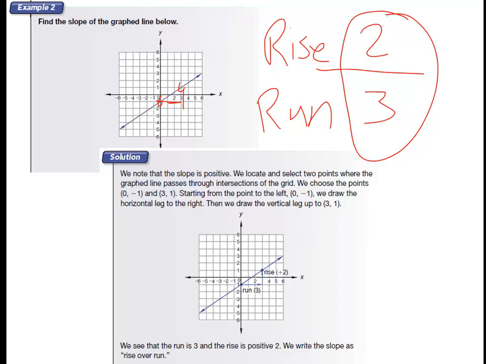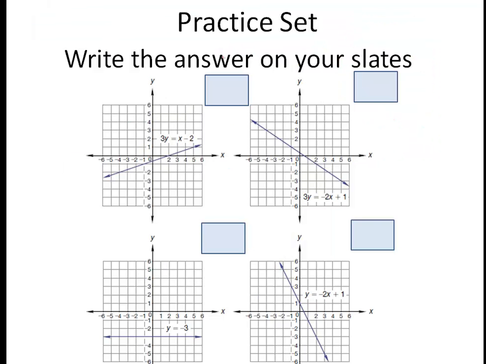Okay, and you could choose different points. I mean, you didn't have to use the ones I did. There's another one right here, right? But it's just rise over run. So the answer to that, find the slope of this graphed line below, is 2/3. And it's a positive 2/3 because it slopes upward from left to right. Okay, so let's try 4 of them, see if you can get it. Go ahead and do all 4 of these, and then I'll show you the answers, okay?